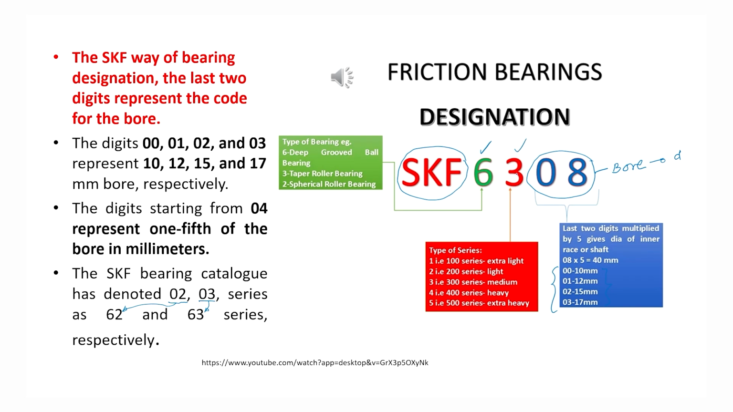This second digit represents the type of series. 1, that is 100 series, extra light, 2, that is 200 series, light, 3, that is 300 series, medium, 4, that is 400 series, heavy, 5, that is 500 series, extra heavy.